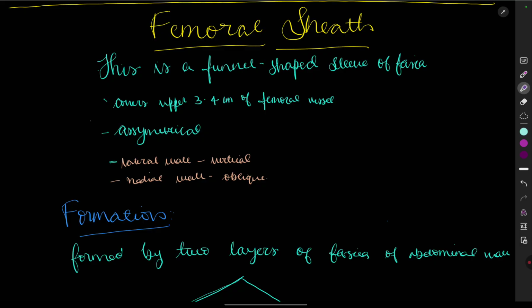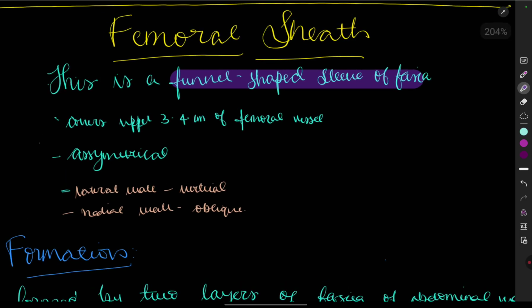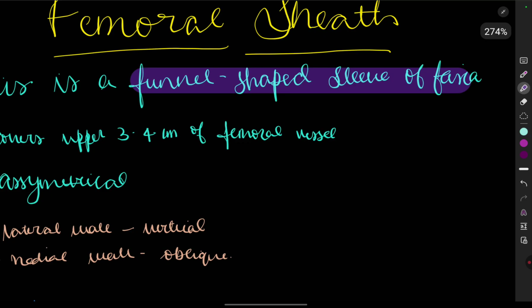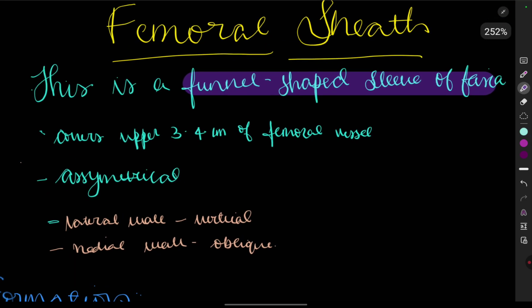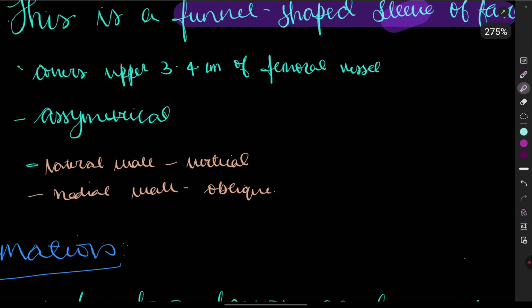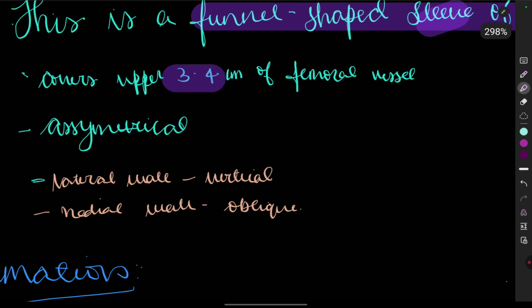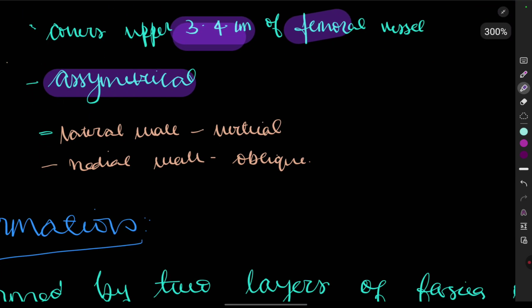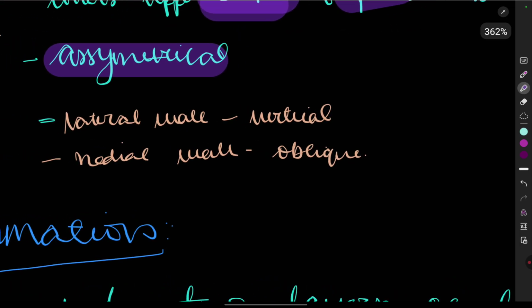What is the femoral sheath? It is a funnel shaped sleeve of fascia. It is a sleeve that is present for covering or holding the structures. It covers 3 to 4 centimeters of the femoral vessels. It is asymmetrical, and it has two walls: the lateral wall is vertical, and the medial wall is oblique.